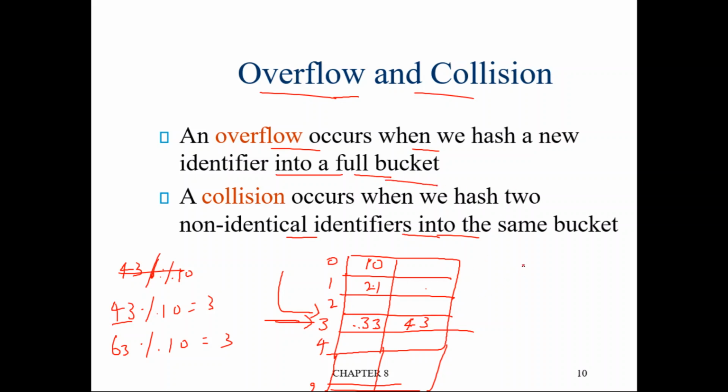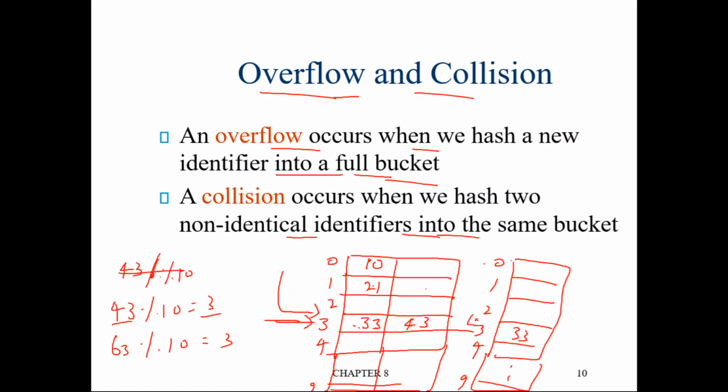But when the number of slots is only one per bucket, if you have only one slot in each bucket, then whenever there is a collision there will be overflow. So assume this case 0, 1, 2, 3, 4, up to 9, 10 entries are there. Now 33 is here. Now if you want to insert 43, the bucket can contain only one slot, so you cannot insert 43. So now it is a collision and also overflow.